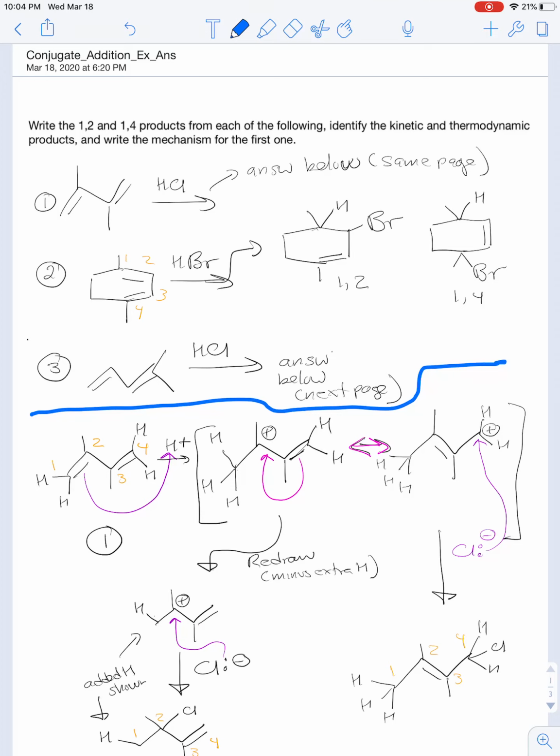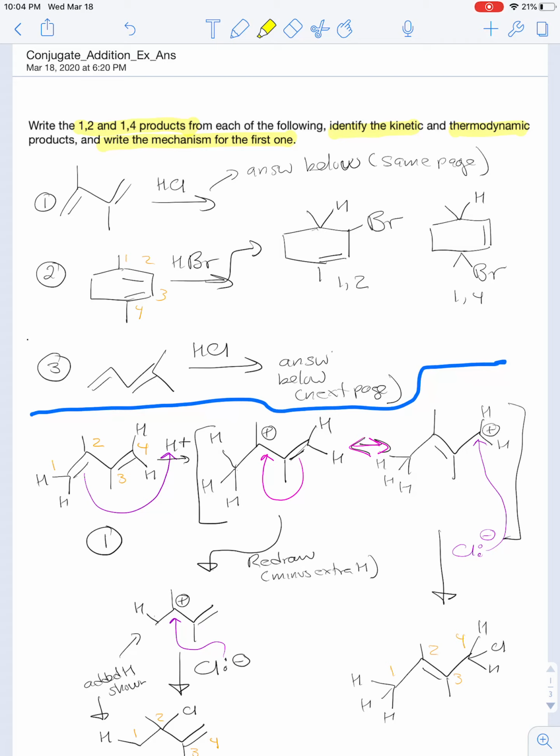Now we're going to go over the answers to the conjugate addition examples. What you were supposed to do here is write both the 1,2 and the 1,4 products for all three reactions. For all three, identify the kinetic and the thermodynamic products. And then just for the first one, write the mechanism. These, by the way, are the same examples that are towards the end of my chapter 16 notes.